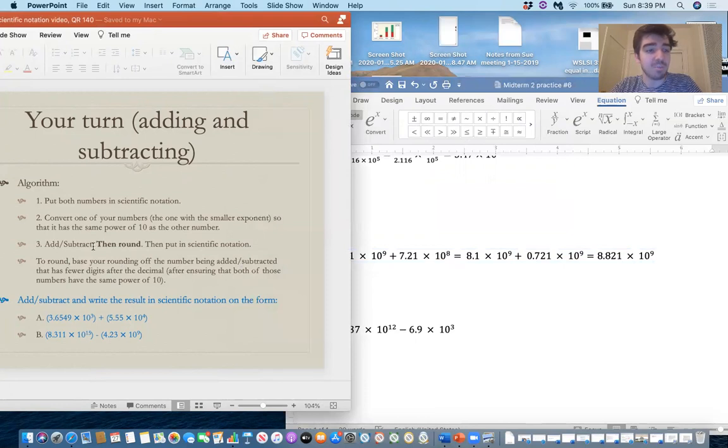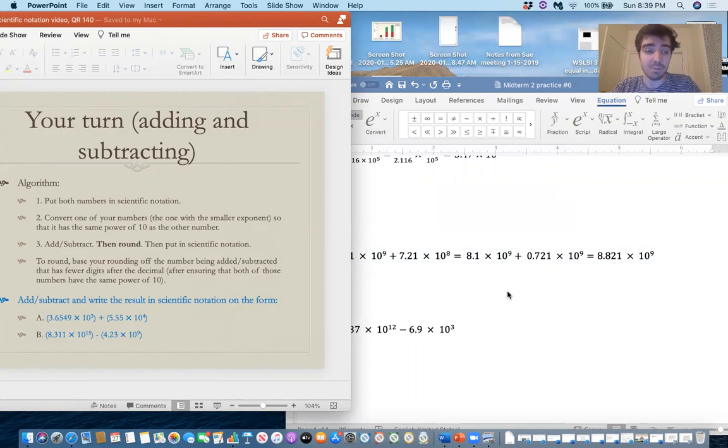So we want to add, subtract, then round. Notice that when we were doing our multiplication and dividing steps, we did our multiplying and dividing, then we put in scientific notation, then we rounded. For adding and subtracting, we actually round first and then put in scientific notation. All right, so first let's round.